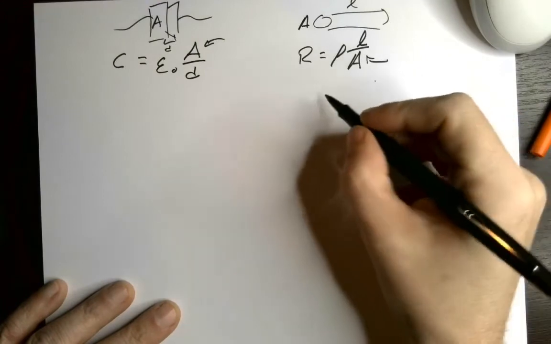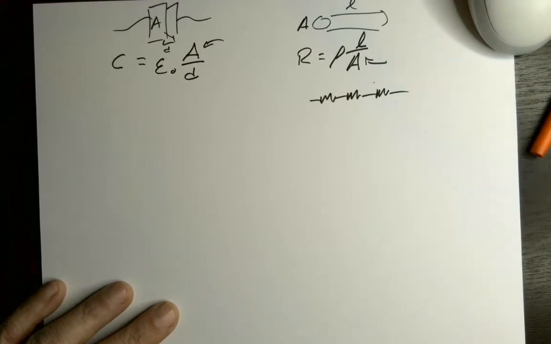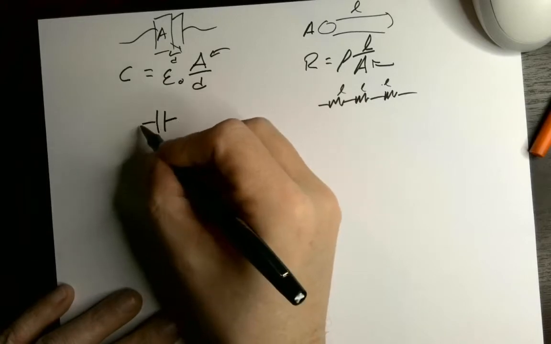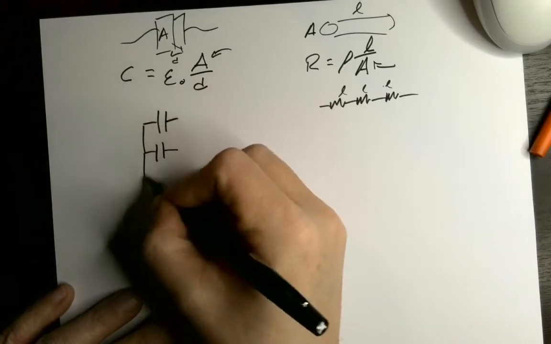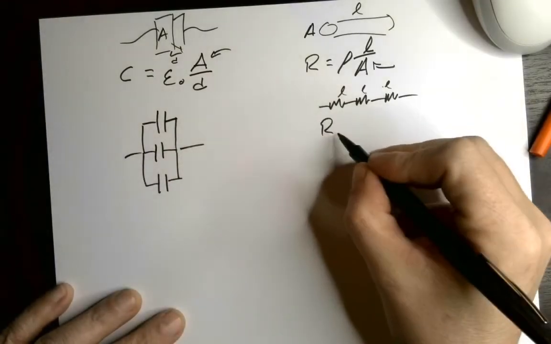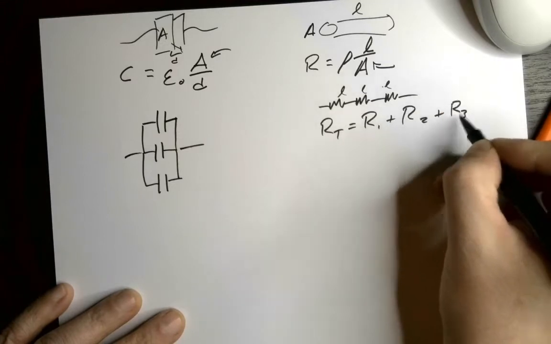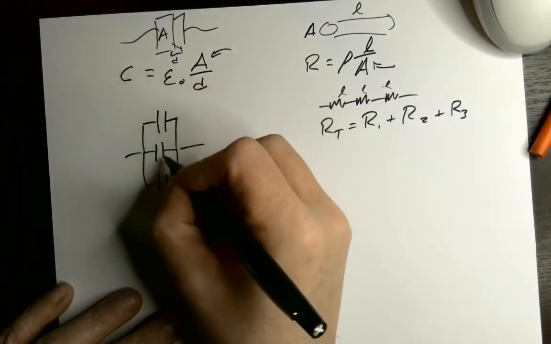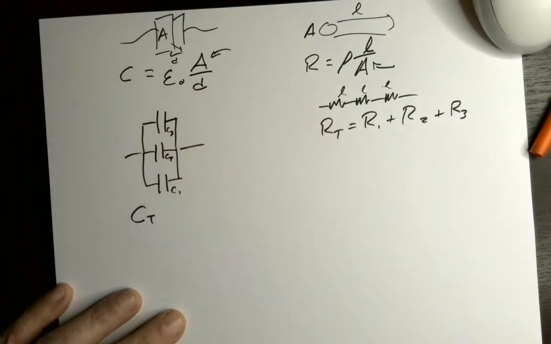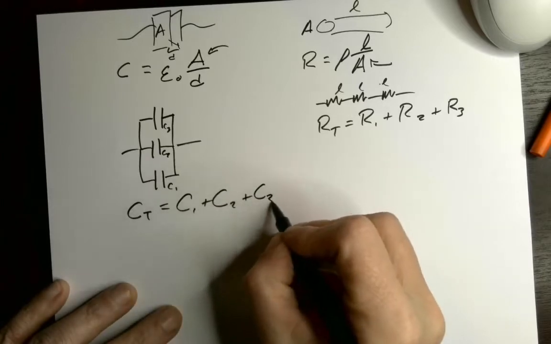The resistance is proportional to the length, so adding a bunch of resistors together in series is the same as just making a really long resistor. Likewise, adding capacitors together in parallel is like just having a capacitor with a bigger area. So adding resistors in series, R total equals R1 plus R2 plus R3. Adding capacitors in parallel, the capacitances of these are C1, C2, and C3. The total capacitance of these capacitors in parallel is C1 plus C2 plus C3.